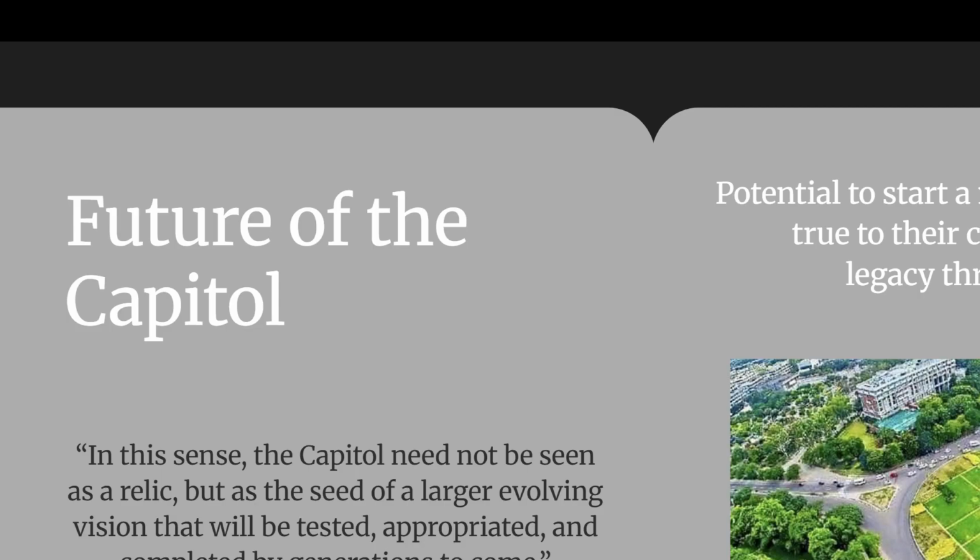Envisioned by a great leader, conceived by a great architect, and thrust upon the infant consciousness of a born-again nation. With this notion, the people's consciousness seems to have accepted a remnant of the colonial past, but has transcended into a modern India, which is also an ever-evolving nation. The capital should not be seen as a relic, but as a seed of a larger evolving vision that will be tested, appropriated, and completed by generations to come.